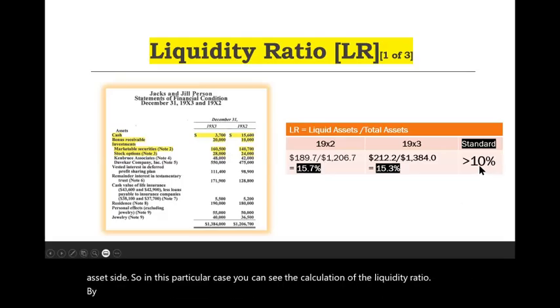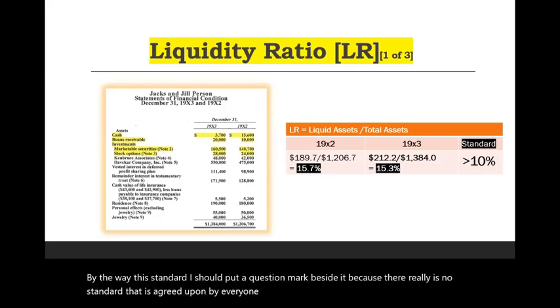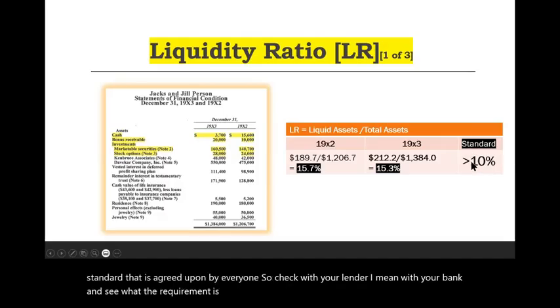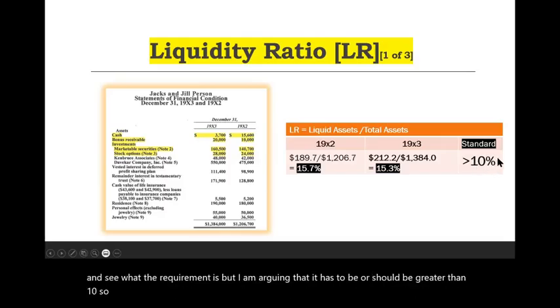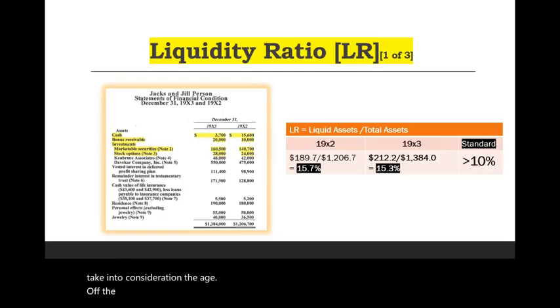By the way, this standard, I should put a question mark beside it because there really is no standard that is agreed upon by everyone. So check with your lender, with your bank, and see what the requirement is. But I am arguing that it has to be, or it should be, greater than 10%. So 10% or higher would be considered an acceptable level. And even then, you have to take into consideration the age of the guarantor. If it's a young person, this may be less than 10%, and it would not be abnormal.